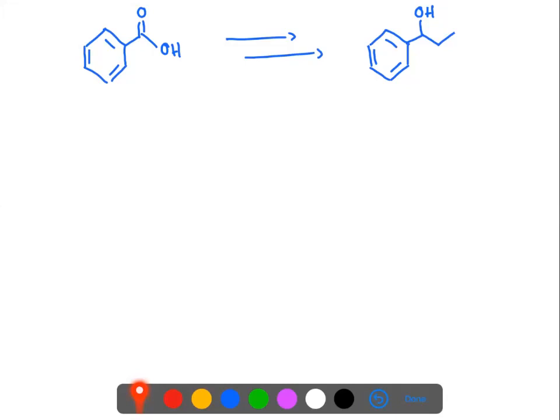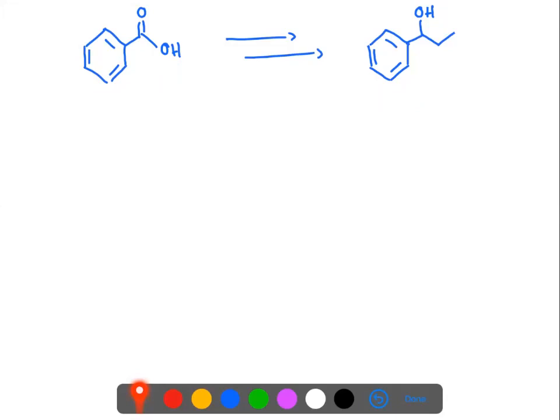Welcome back. In this synthetic group question, we're going to start with benzoic acid, or benzene carboxylic acid, and we're going to try and come up with a synthetic route that makes this particular alcohol.